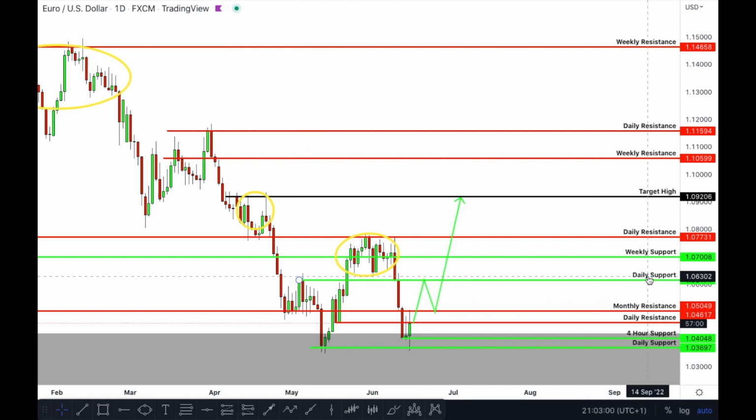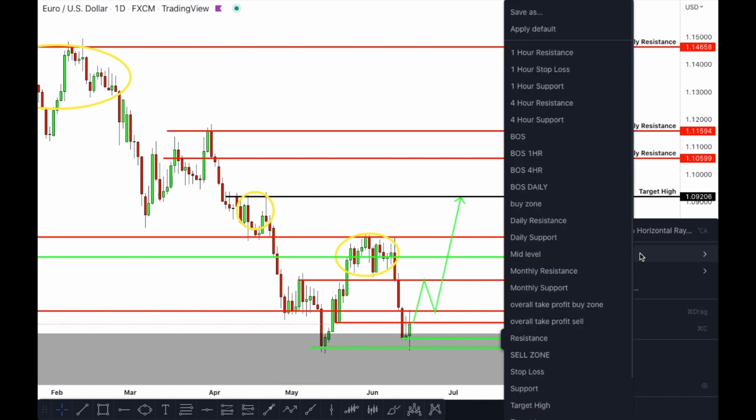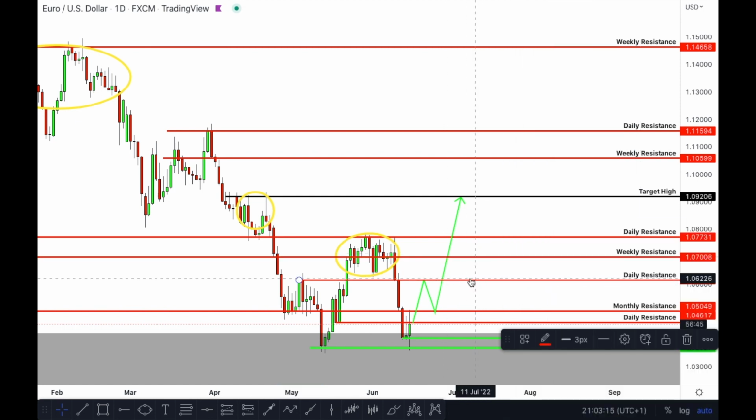So let's just change this to resistance. For me, I can just go to my templates, go to a daily resistance, and I can also change this to a weekly resistance. You see, so what we are expecting is the market probably to go up towards this level, reject again, but if it is going to continue a bullish momentum, then we're expecting for it to not break this area, give a sort of head and shoulders pattern, and then continue for the buy.